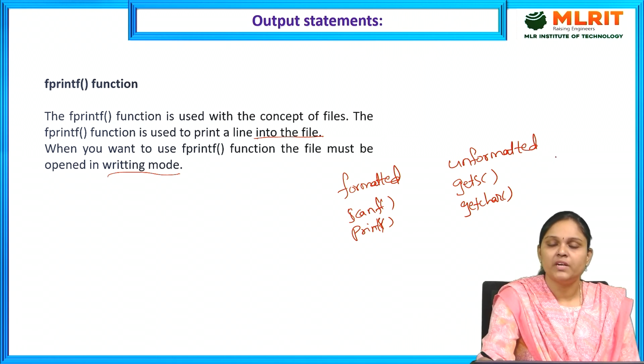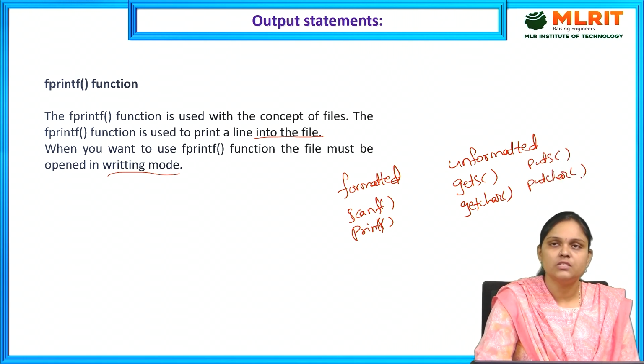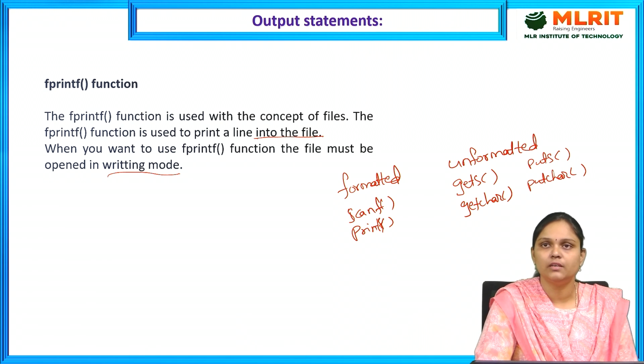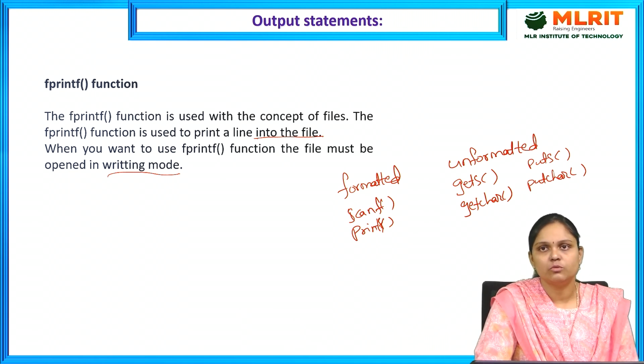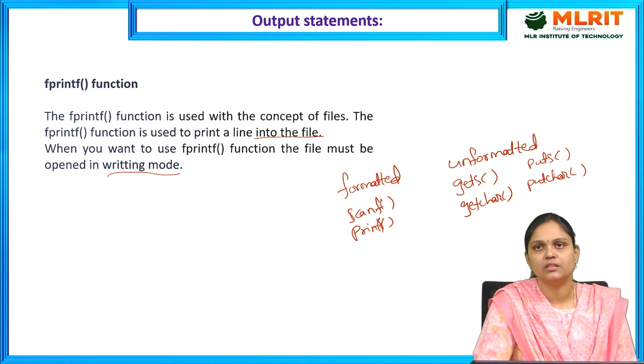The unformatted output statements are the puts function and the putchar function. Puts is used to write a complete string, a group of characters, to the output screen, and putchar can only write a single character. Coming to fprintf and fscanf, we are going to discuss those two functions in the files topic.